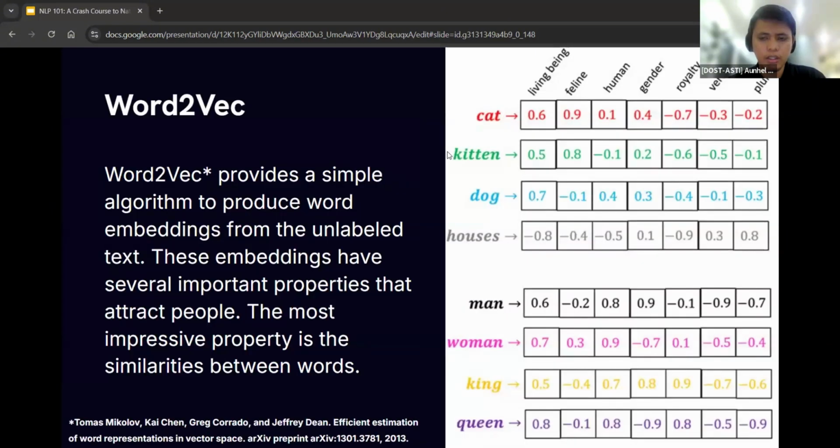So one of the most well known examples of vector representations is what we call Word2Vec. It was introduced by Tomas Mikolov et al. in 2013. It provides a simple algorithm to produce embeddings from unlabeled text. These embeddings have several important properties. The most impressive property is the similarity between words.